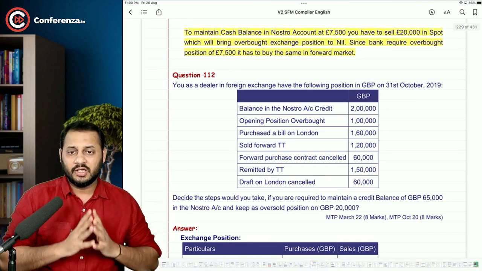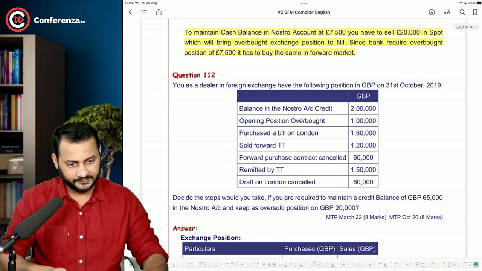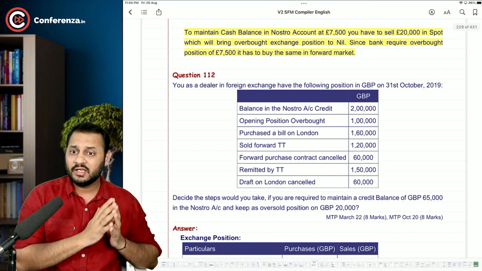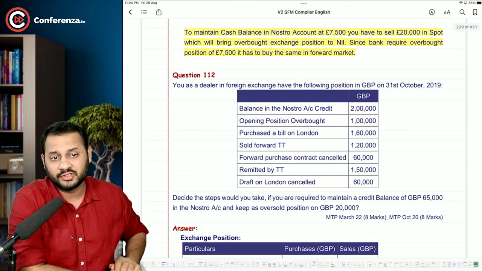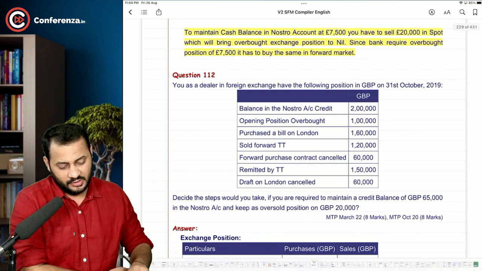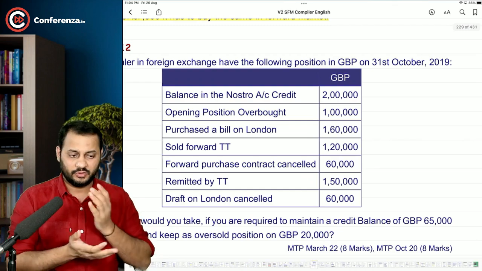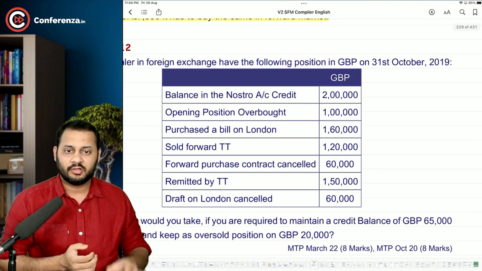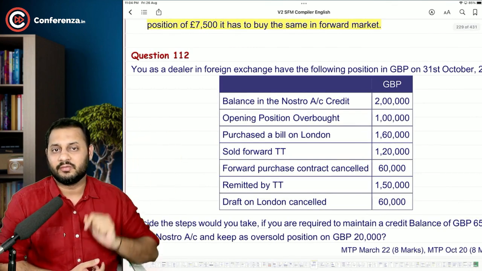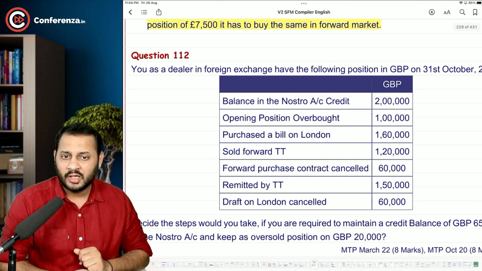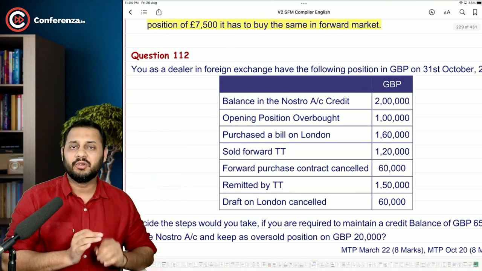Question number 112. You as a dealer in foreign exchange have the following position in GBP on 31st October 2019. Balance in the Nostro account: credit 2 lakh. You are sitting in some country, let's say you are in India, and your account is there in London. That's a GBP account and that's your Nostro account, and you have a balance of 2 lakh GBP in that account.